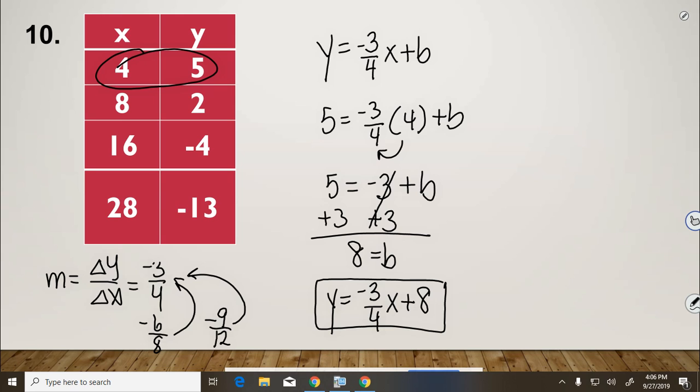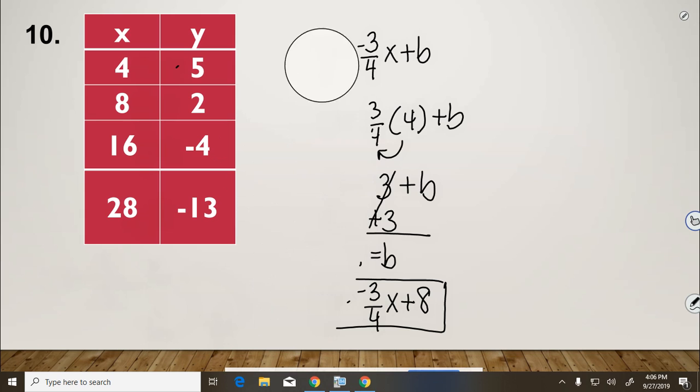So now if I were to check this, if I do negative 3/4 times 4, I get negative 3, add 8, and I get 5. If I do negative 3/4 of 8, I get negative 6, add 8, and I get 2. If I do negative 3/4 of 16, that's negative 12, add 8, and I get negative 4. And if I do negative 3/4 of 28, that's 28 divided by 4 is 7, times negative 3 is negative 21, and add 8, I do get negative 13. So it's just one way to make sure that you're getting the right answer.